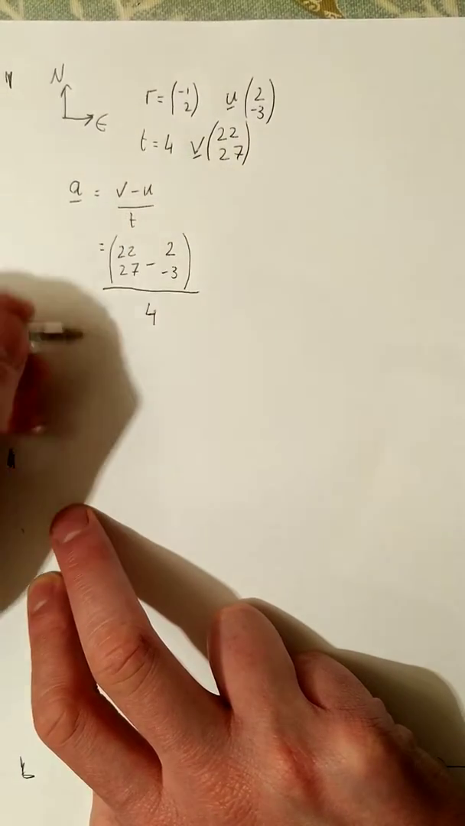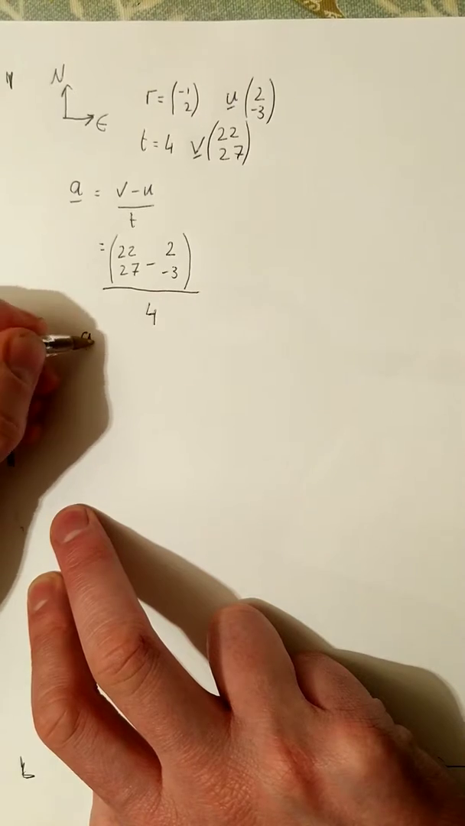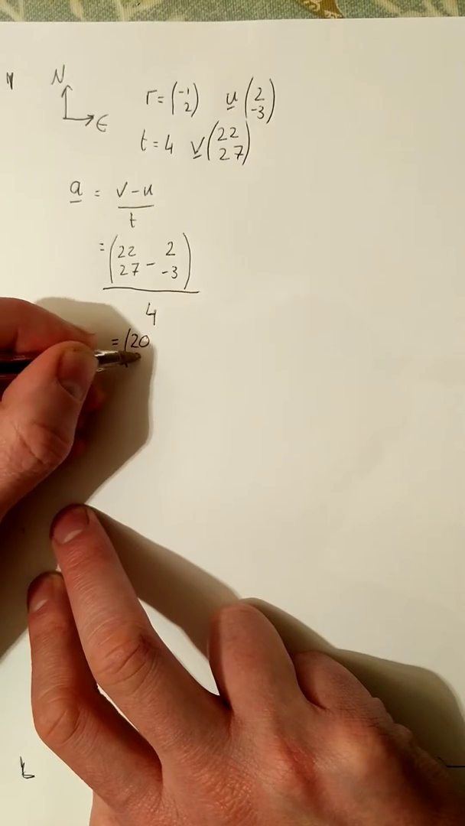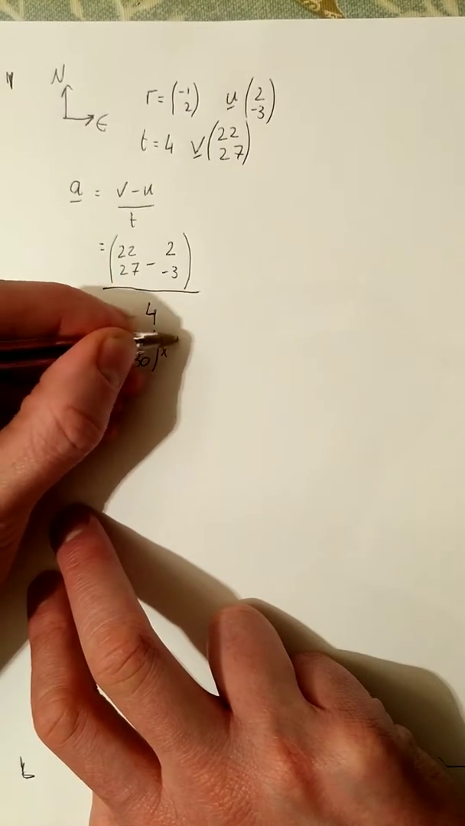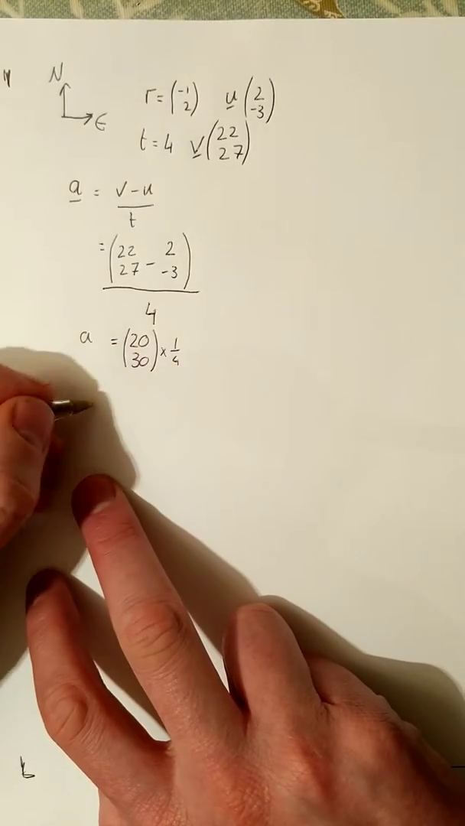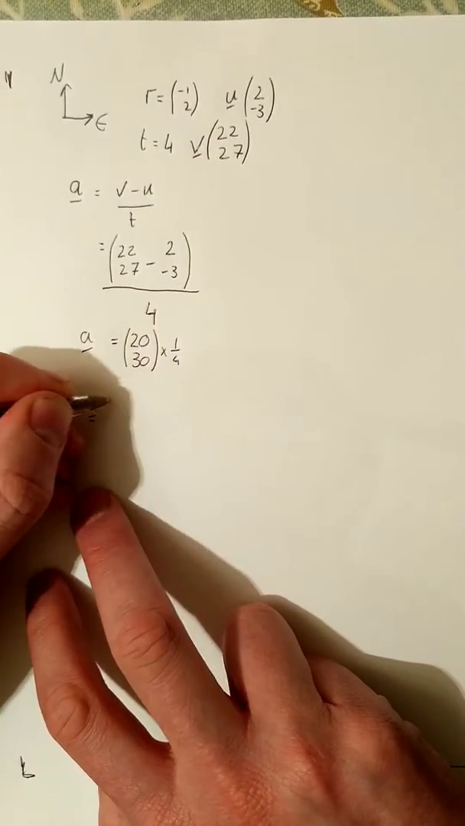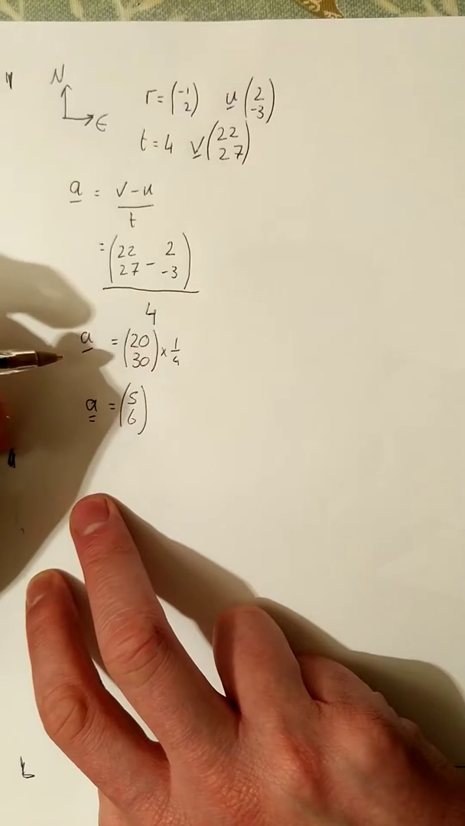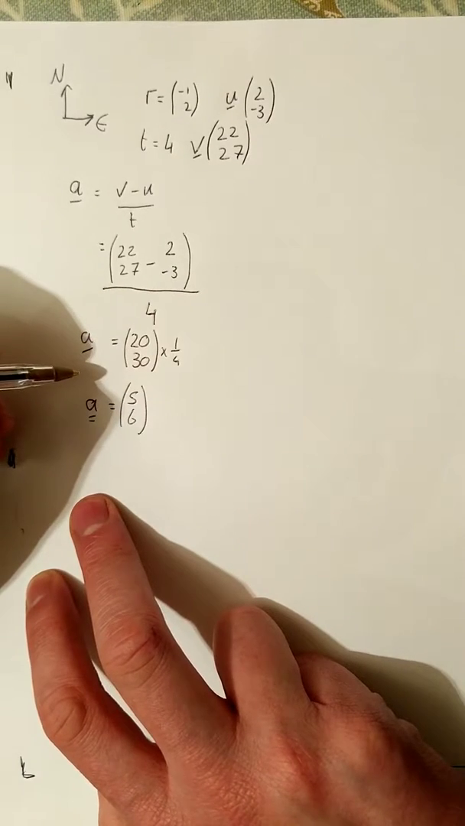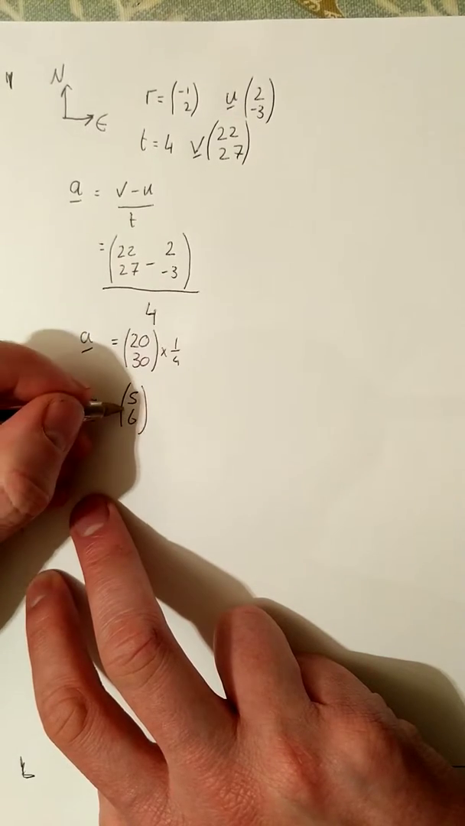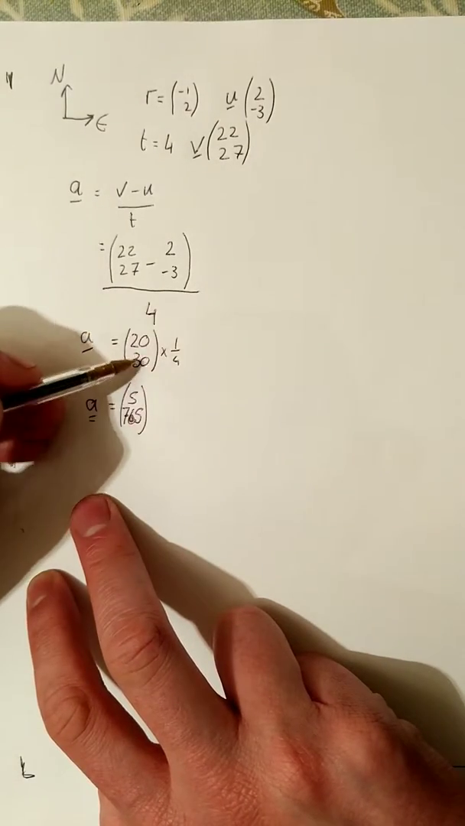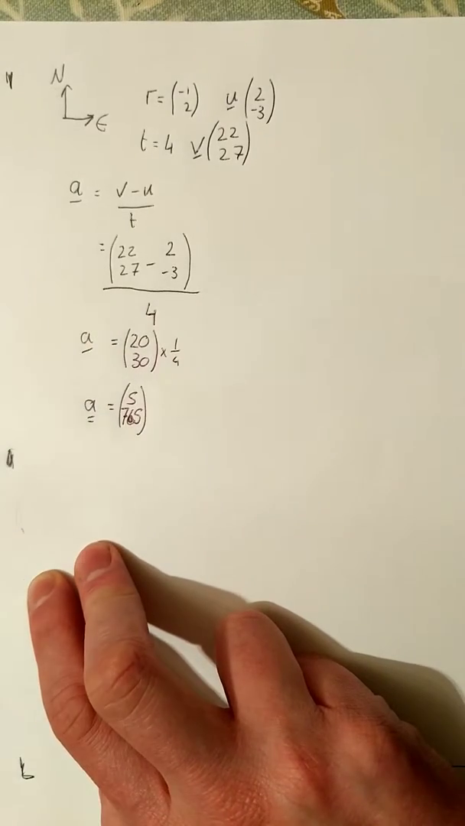And if we do that, we end up getting the acceleration is (20, 30) times by a quarter. If I just try and make it a little bit neater, which means my acceleration is equal to (5, 6). So that's the first part, calculating the acceleration. Oh sorry, that's not 6, is it? That's 7.5. So 5, 7.5: half of 30, then half it again, 15, and then 7.5.